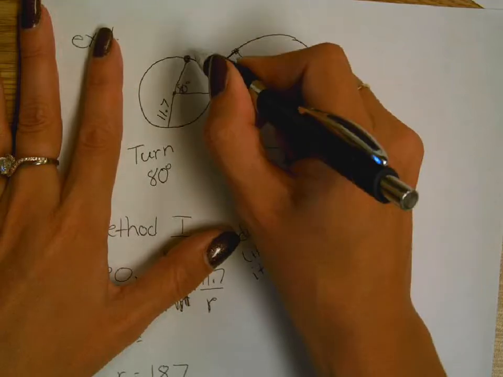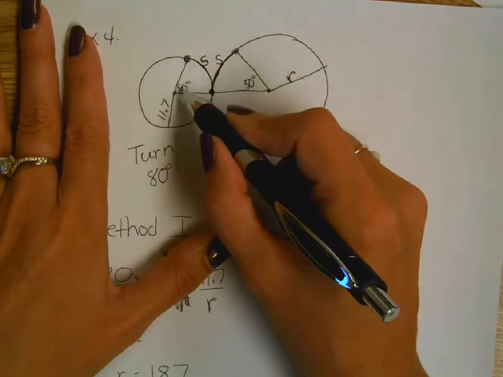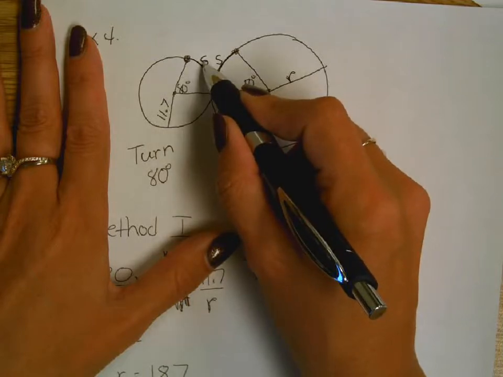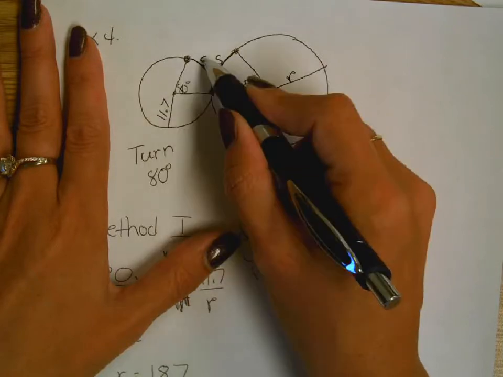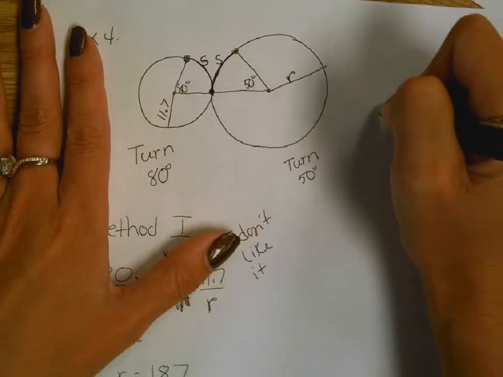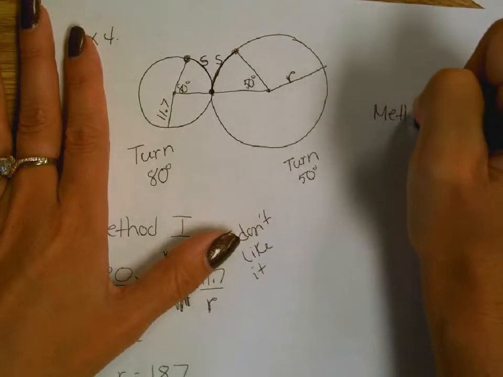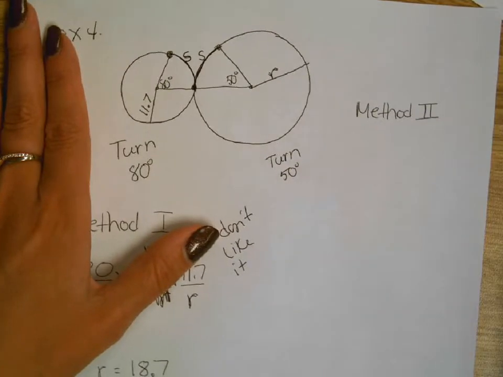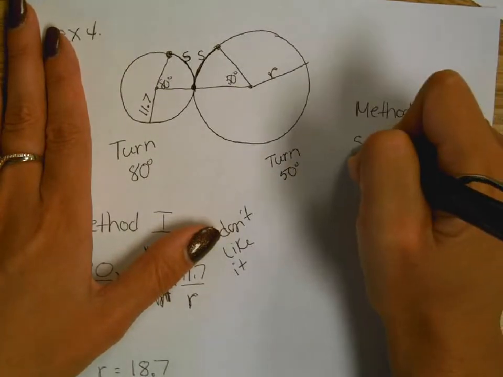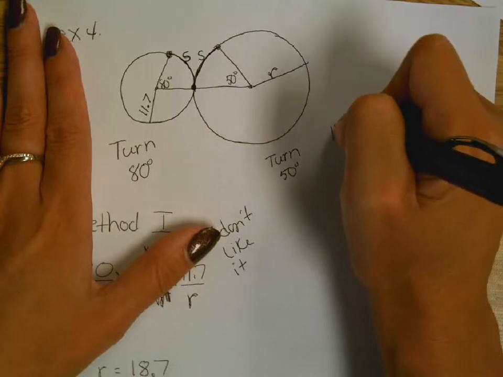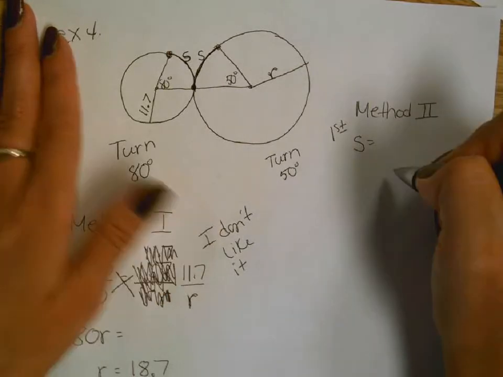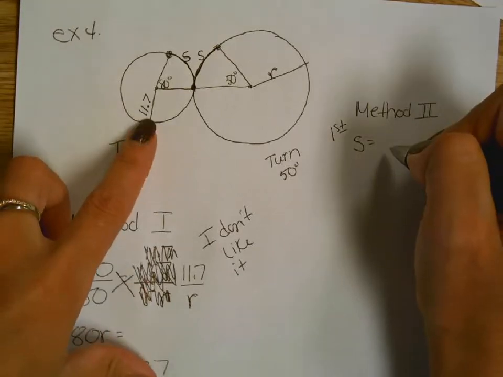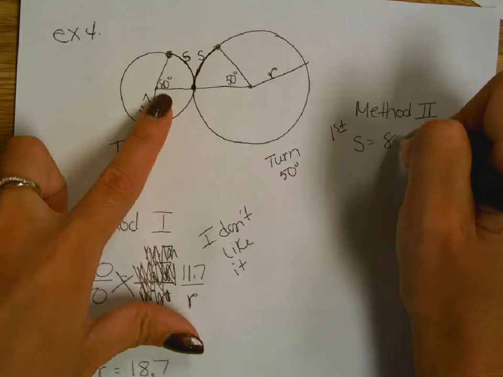If you agree with that, you have enough information over here on the small one because you've got the angle and you've got the radius. You can find the arc length, how much it turned. So we're going to do that. So method 2. So the arc length, we'll first find the arc length. It's going to be a lot more work than this over here, but we'll go with our fraction.